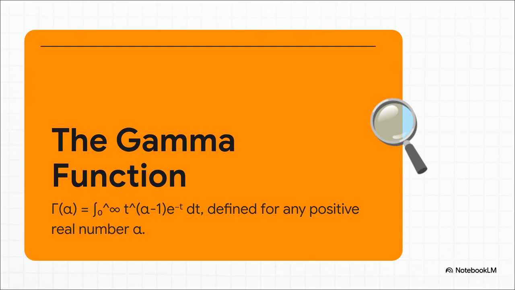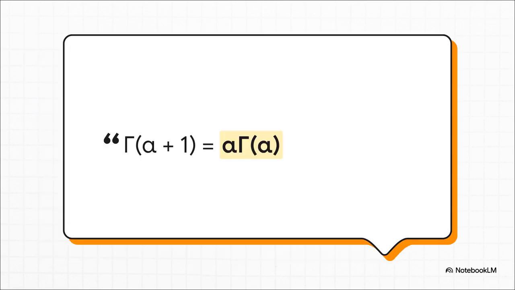Well, here it is. We write it as gamma of alpha. And for any positive real number alpha, you find its value by solving this improper integral. It's the integral from 0 to infinity of t raised to the power of alpha minus 1, all times e to the minus t. And this is our goal for today. This incredibly simple and powerful relationship is what we're here to prove. It basically says that gamma of alpha plus 1 is just alpha times gamma of alpha.